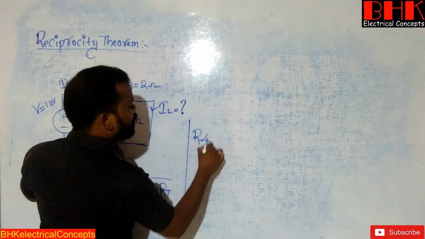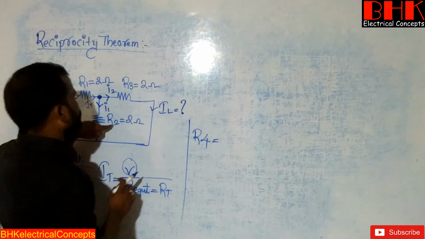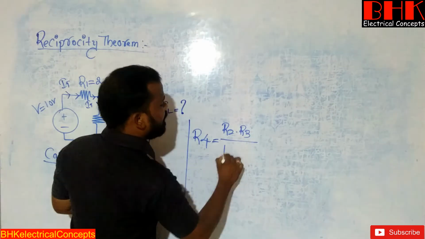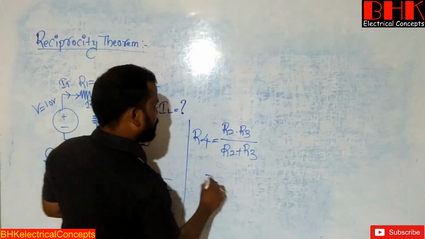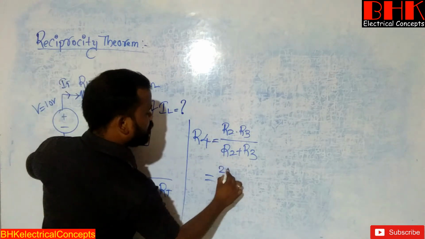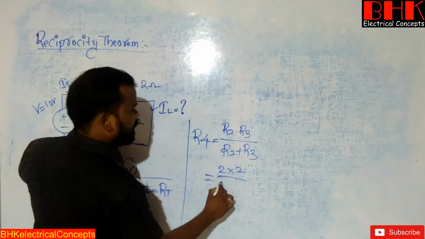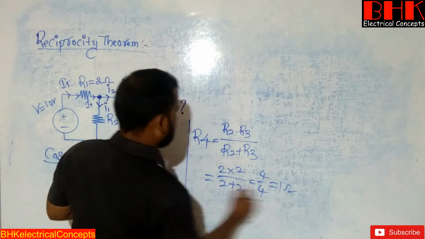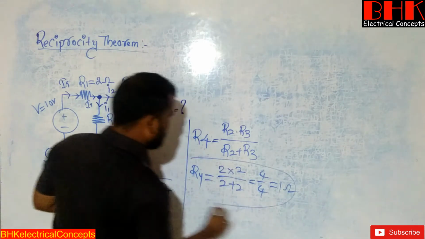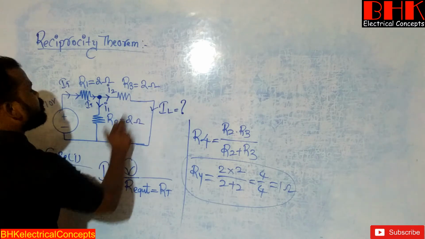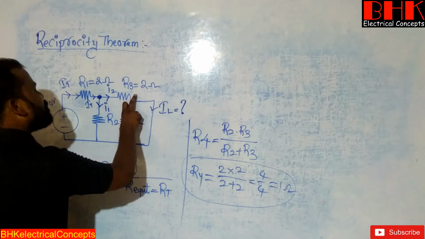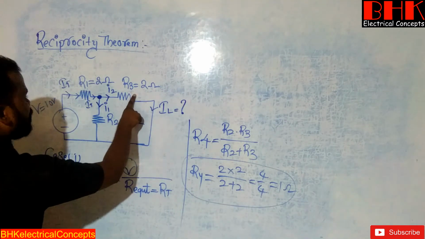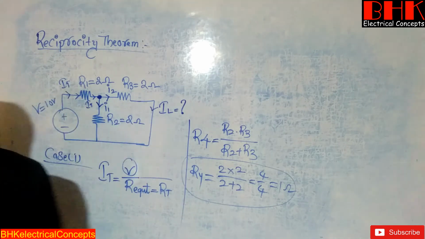Yes, we need to find the unknown value, R4, which is equal to, since both are connected in parallel, the product of resistances divided by the addition of resistances. Now here R2, 2, into R3, again 2, divided by 2 plus 2, that is equal to 4 by 4, which is 1 ohm. It means R4 is the resultant resistance of the parallel combination of these two resistances. Instead of this parallel combination, I can place the value of 1 ohm in the circuit. Now just remove this parallel combination and place the value of R4 in the circuit.